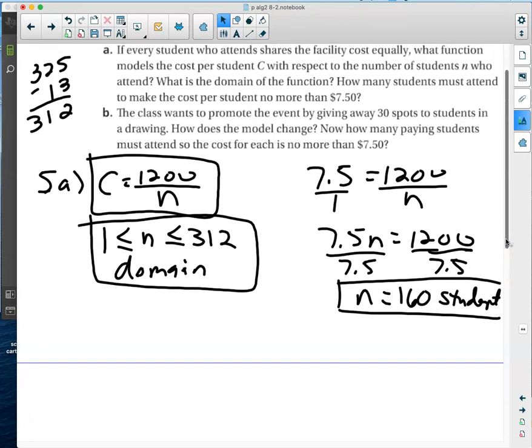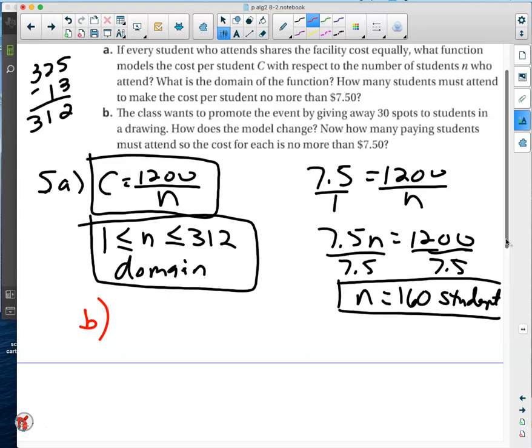Part B. The class wants to promote the event by giving away 30 spots to students in a drawing. How does the model change? Now how many paying students must attend so the cost is no more than $7.50? Well, here's what that's going to do. That's going to change our domain, because if we're giving away 30 tickets, then we can't sell those 30 tickets.